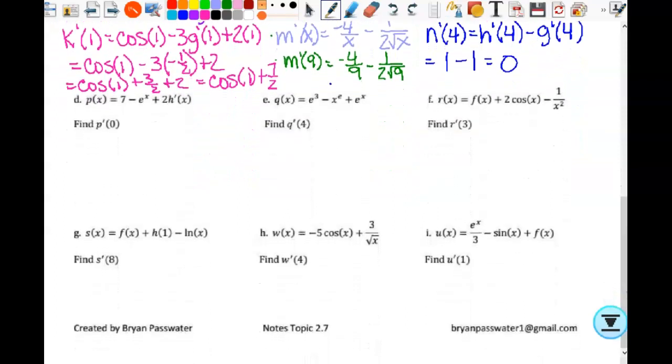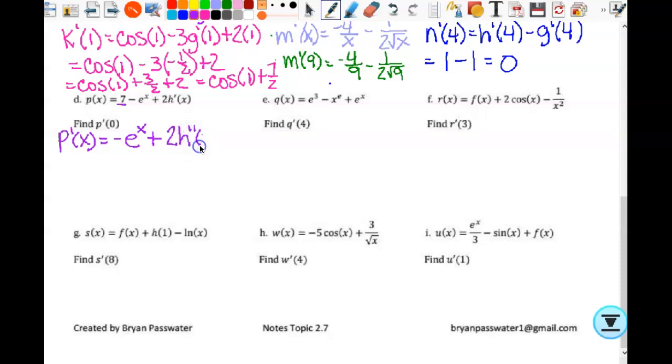All right, so we want to find p prime of 0, but before we find p prime of 0, then we have to find p prime, right? So we're going to start with p prime of x. Okay, so we go term by term. What is the derivative of 7? 0, so we don't need anything there. Then we have negative e to the x. The derivative of negative e to the x is negative e to the x. Very good. And then plus 2h prime of x. So what do you think the derivative of h prime of x is? H double prime. Prime prime is double prime. 2h double prime of x.